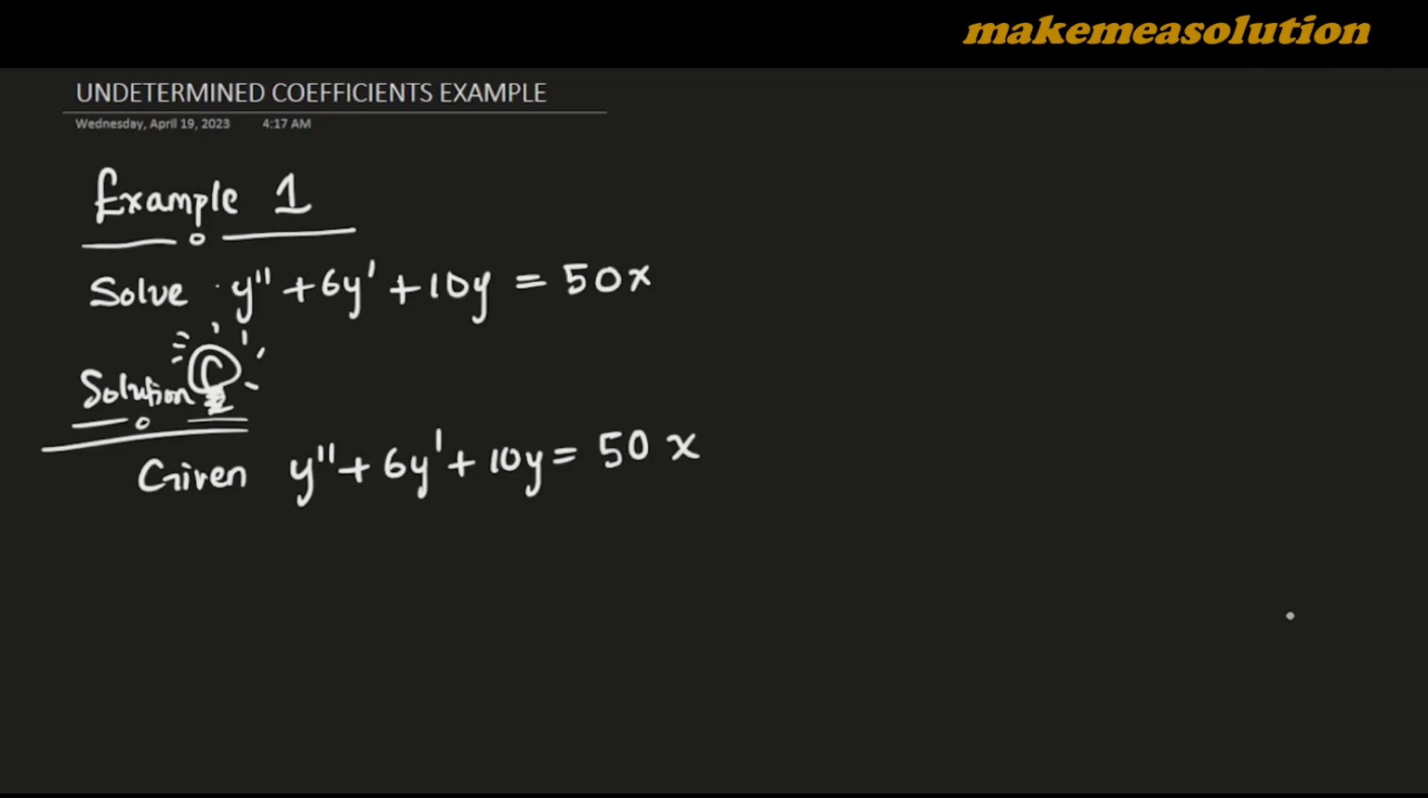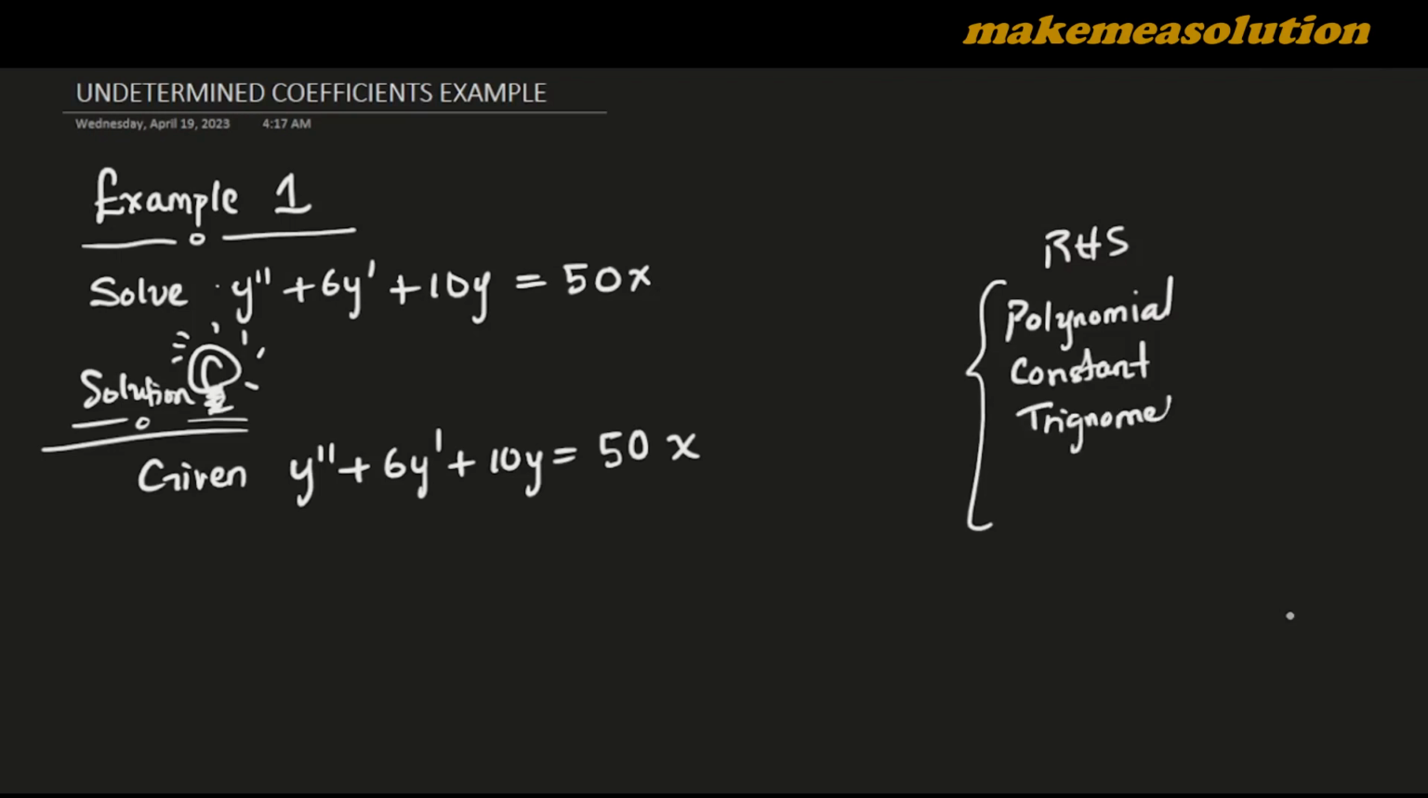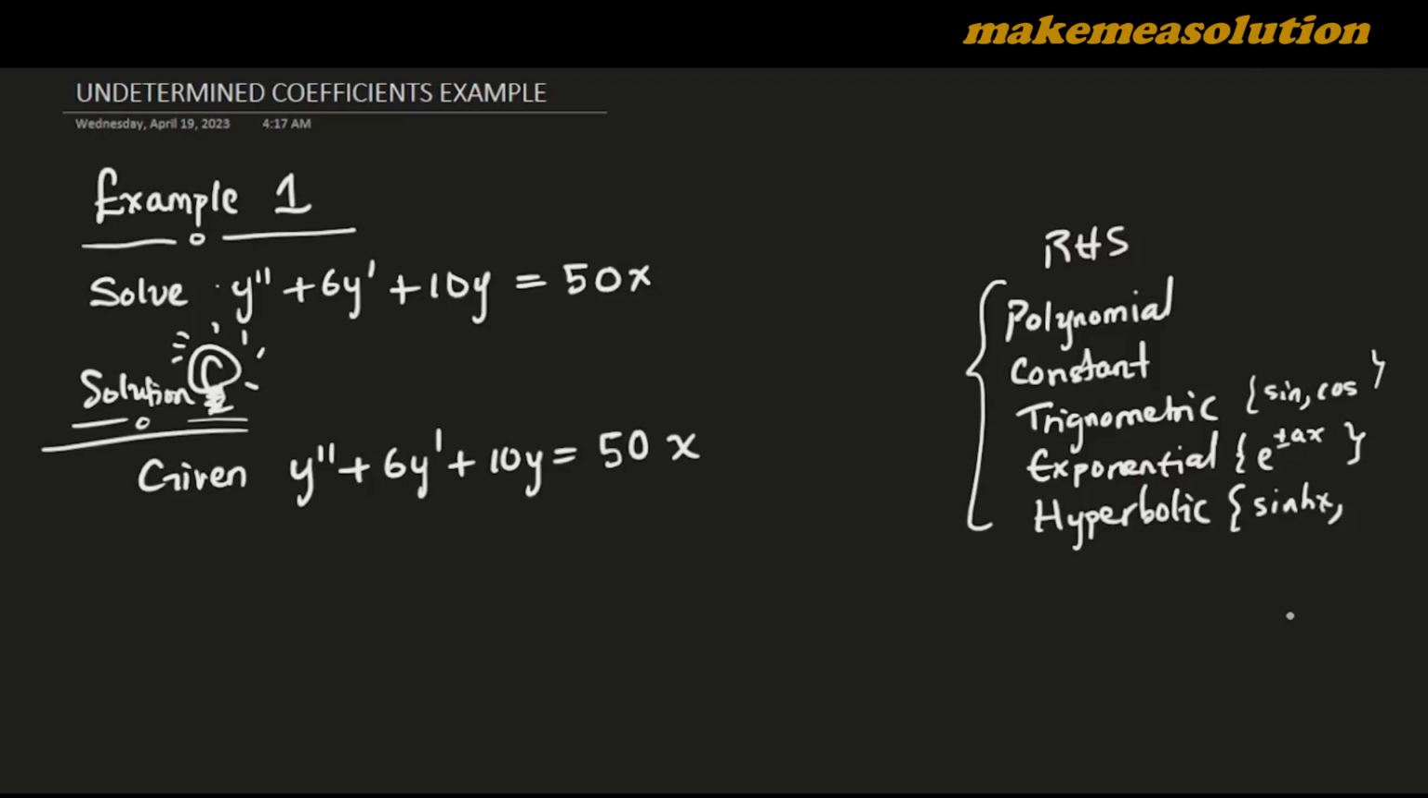Now the possible right hand sides are a polynomial, or maybe a constant, or maybe trigonometric, or maybe exponential, or probably hyperbolic. For polynomials, we have the likes of x, x squared and so on and so forth. For constants, we just have numbers. For trigonometric, we have sine and cos. I will not include tan for some reasons. For exponential, we have e to the plus or minus ax. Then for hyperbolic, we have sinh x, cosh x.